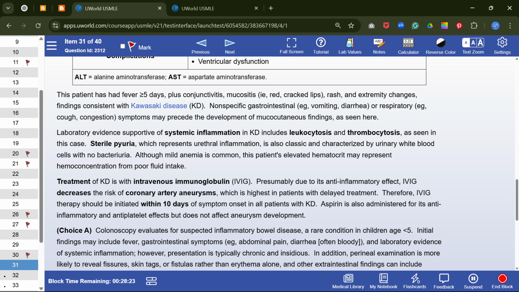Treatment of KD is IVIG, presumably due to its anti-inflammatory effect. IVIG decreases the risk of coronary artery aneurysm, which is highest in patients with delayed treatment. Therefore, IVIG therapy should be initiated within 10 days of the symptoms in all patients with KD. Aspirin is administered for its anti-inflammatory and antiplatelet effect, but it does not affect aneurysm development.